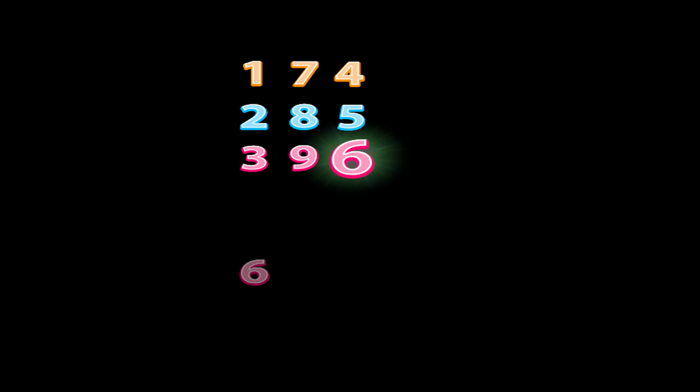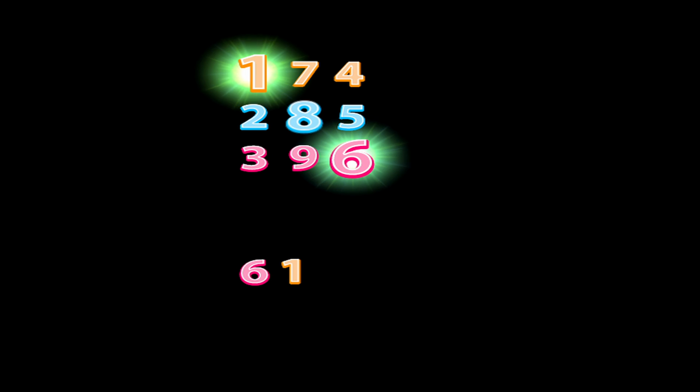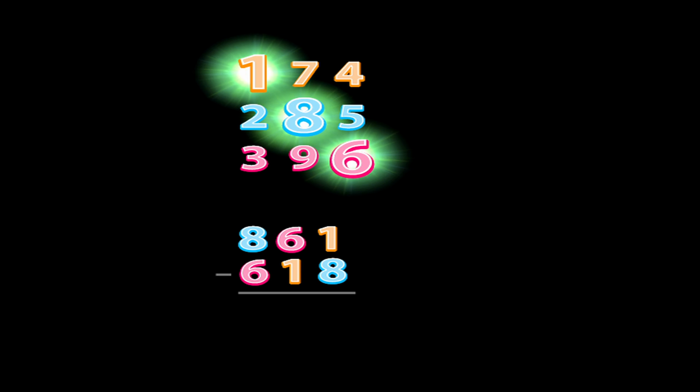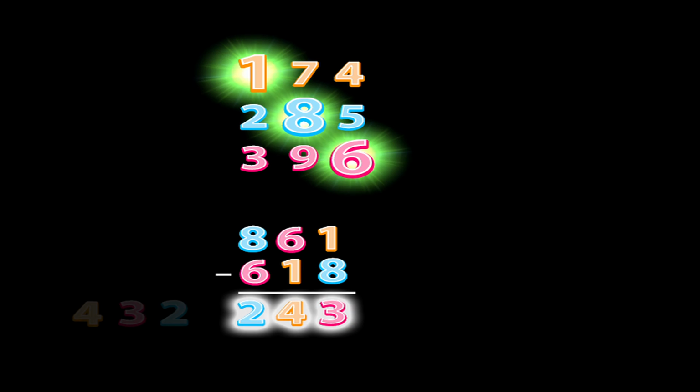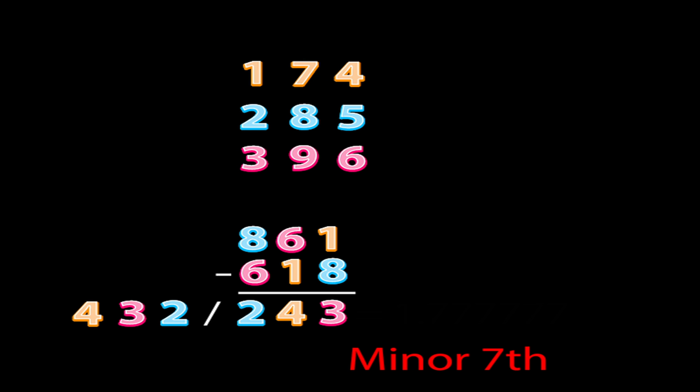In this one, I started at the lower right with the 6, went around to the 1, then the 8. Gave me 618. I subtracted that from its shifted pair of 861, which gave me 243. I then divided that by the 432 and found out it's a minor seventh of the 432 using Pythagorean tuning.